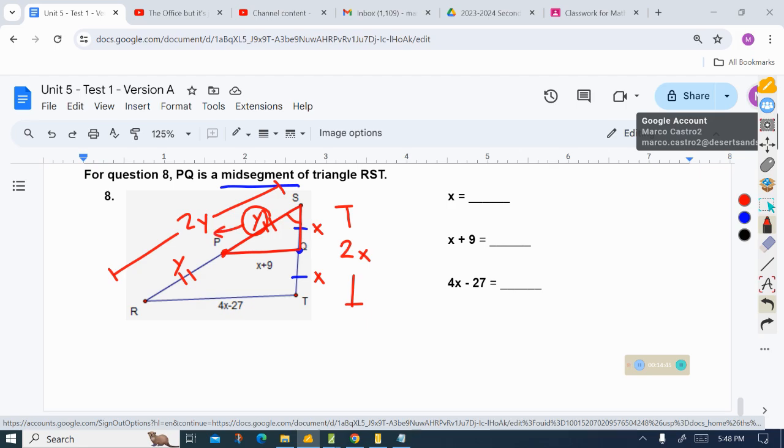Y is getting multiplied by 2. X is getting multiplied by 2. Okay, so the smaller triangle is getting all of its sides multiplied by 2 so that they could become the bigger triangle, right? We have a situation kind of like this, where we have a little one and a bigger one.